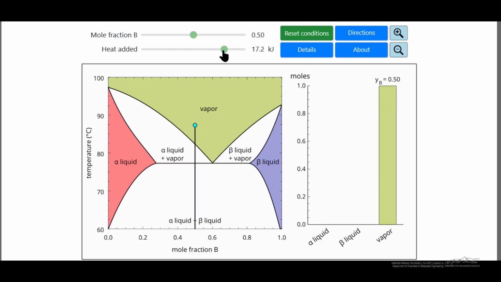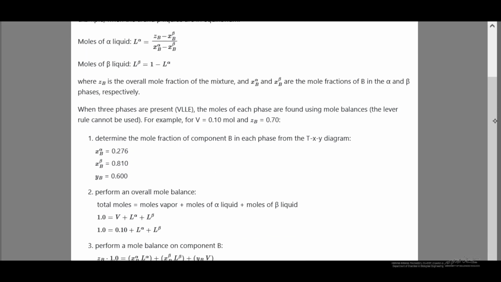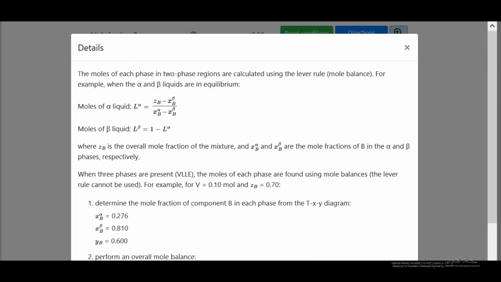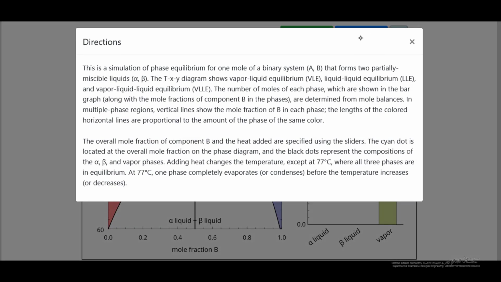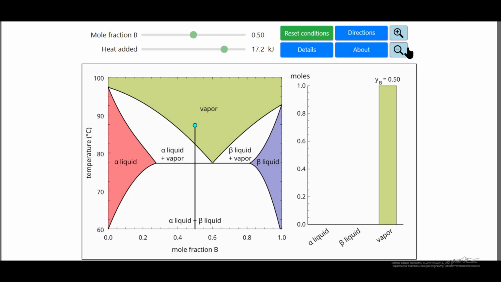So the simulation has details on the calculations used to obtain the simulation. Also has directions basically corresponding to what I just described, and the idea here is to help understand this behavior when we have liquids that are only partially immiscible. How when we change the temperature, we change the number of phases, and there's only one temperature, namely about 77 degrees C, where we have 3 phases in equilibrium.